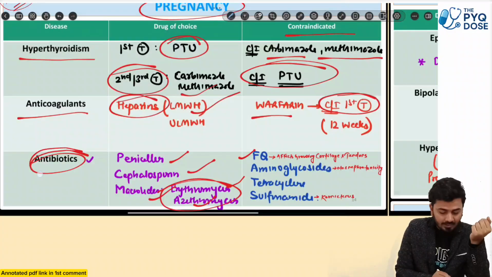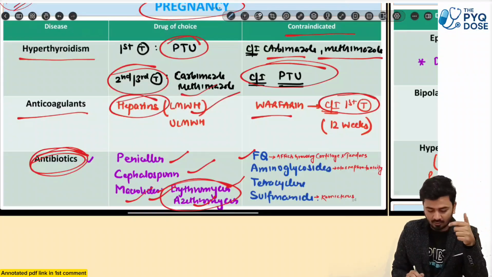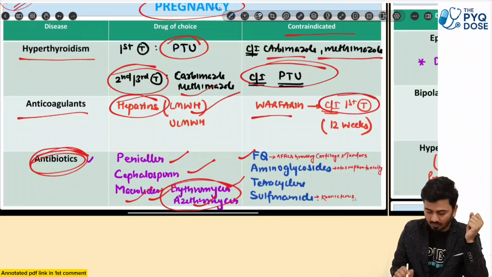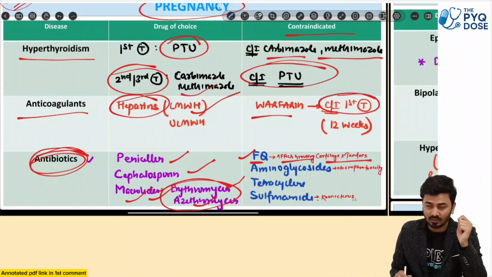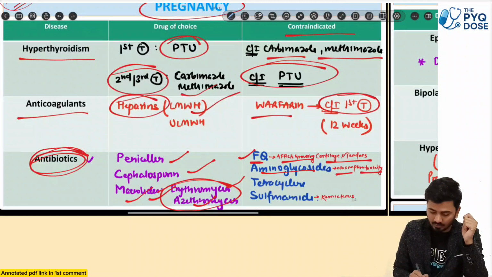Next, in the case of antibiotics, penicillin, cephalosporin and macrolides like erythromycin and azithromycin will generally be the drugs of choice. Which drugs will be contraindicated in case of antibiotics? Fluoroquinolones will generally be contraindicated because they affect the growing cartilage and tendons in the fetus. Aminoglycosides generally will be avoided, or are contraindicated, because they have ototoxicity and nephrotoxicity.